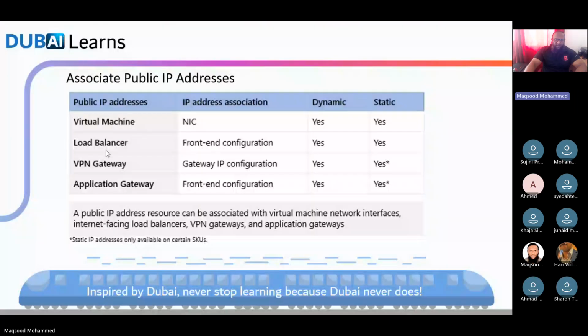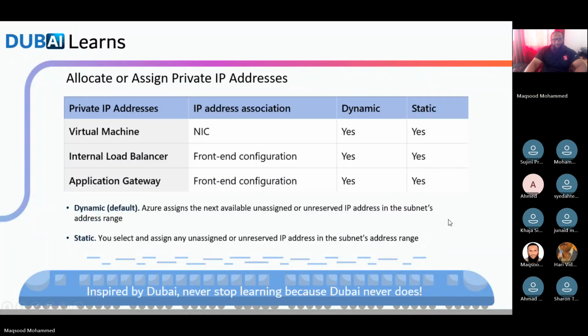We'll see the other scenarios which are discussed here in this slide: load balancer, VPN gateway, and the application gateway in the later sessions. Right. So allocate or assign private IP address. You can again assign the private IP to the virtual machine, to the load balancer or application gateway. And the IPs can be assigned dynamically or statically.